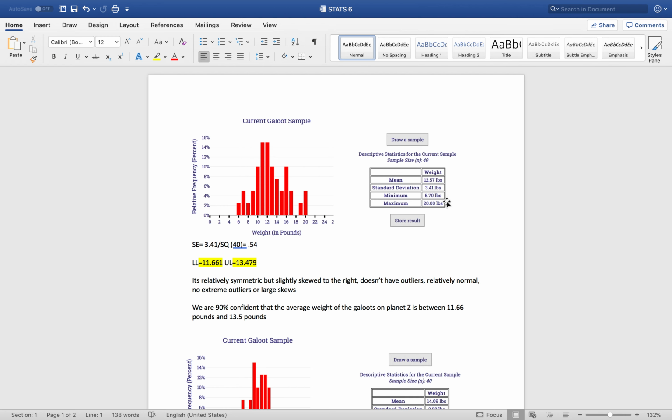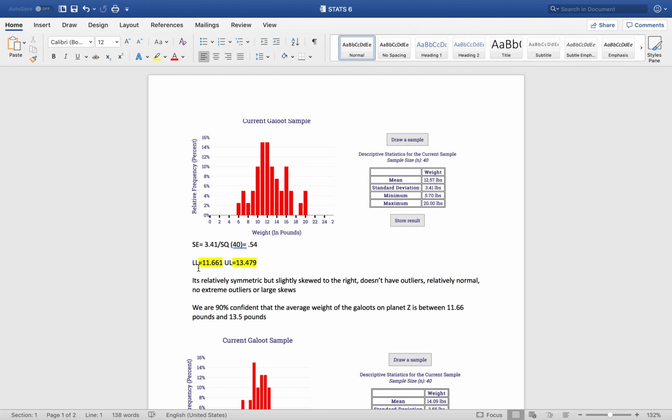Right here I did my SE, and it says that we can get a good estimate of the standard error of the sampling distribution using N, since this is the standard error and basically the standard deviation of the sample and not the whole population. For my standard error, I did my standard deviation divided by the square root of N, which is 40 for me, and I got 0.54.